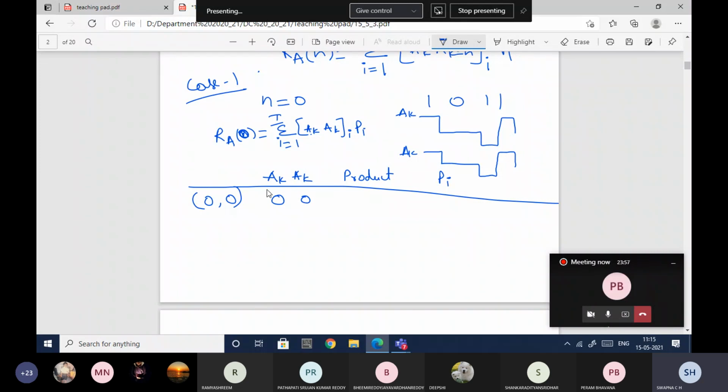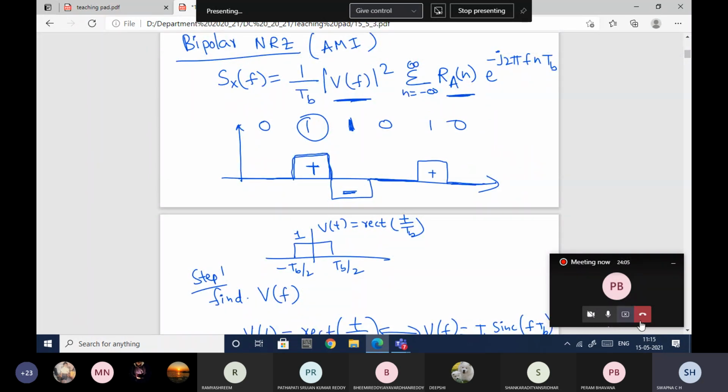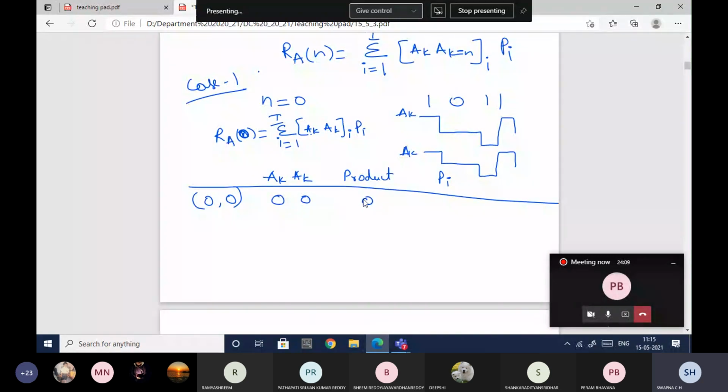So when you get a bit 0, how have we represented it? We have represented it with 0 volts only. So 0 volts into 0 volts, the product will be 0 square, it will be 0. And the next event, unless and until we finish writing these events, we will not be able to write the probability. Okay, the next event can be 1.